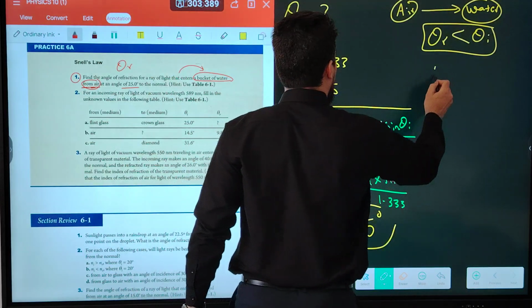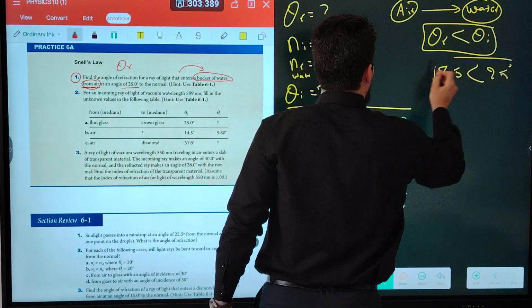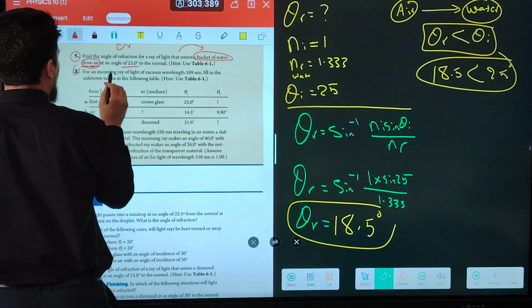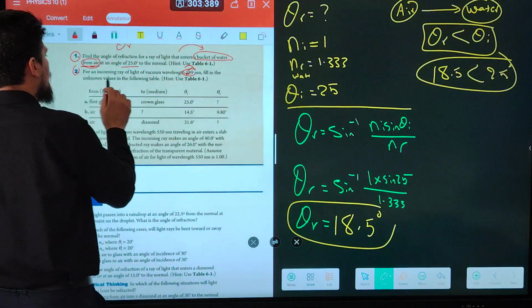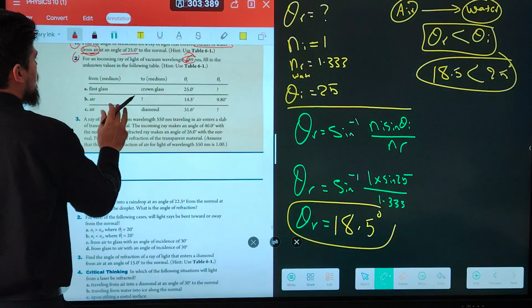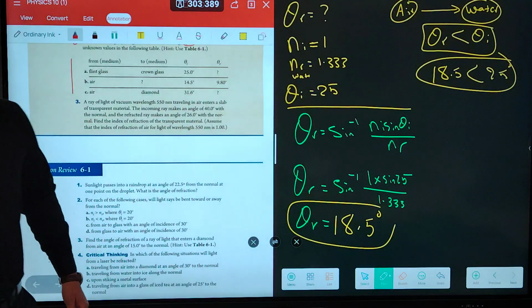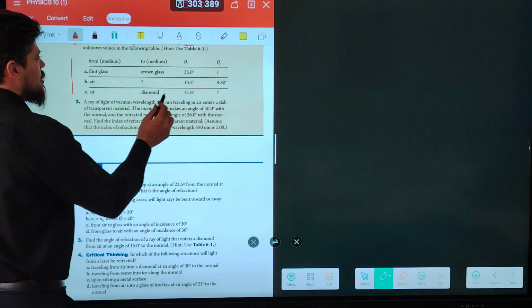18.5, which is less than 18.5, less than 25. Okay, this is question 1. Question 2, for an incoming ray of light vacuum wavelength, we don't need, fill in the unknown values in the following tables. We have this table, guys, look. Based on this table, we have to determine the unknowns.